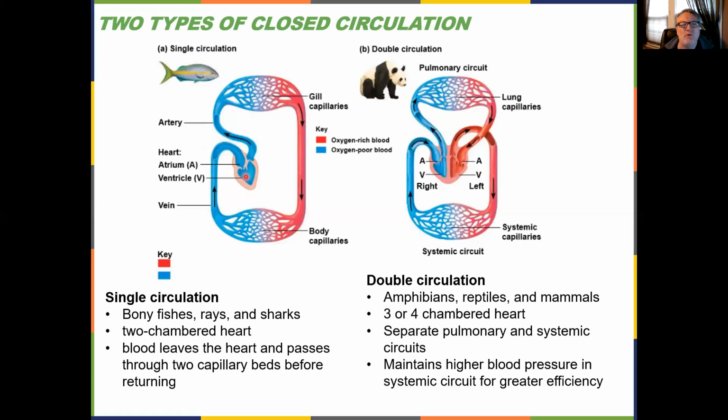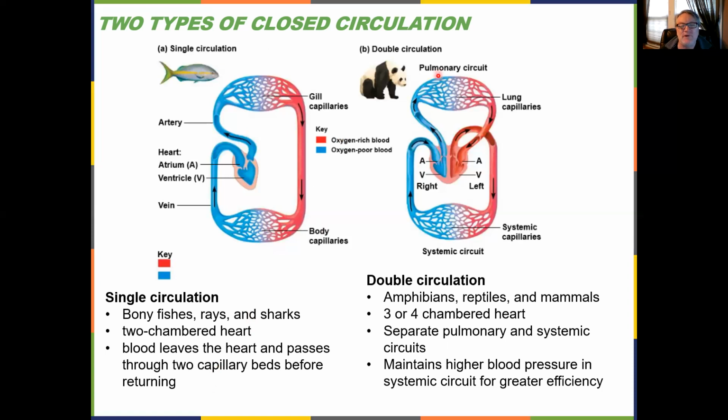So notice it only passes through the heart once each trip through the body, so that's why it's called a single circulation. So it's characterized by a two-chambered heart, and while it only enters the heart once, each blood cell will enter two separate capillary beds, one in the gill, one in the body, on the way through its trip. Compare that to what all non-fish have.